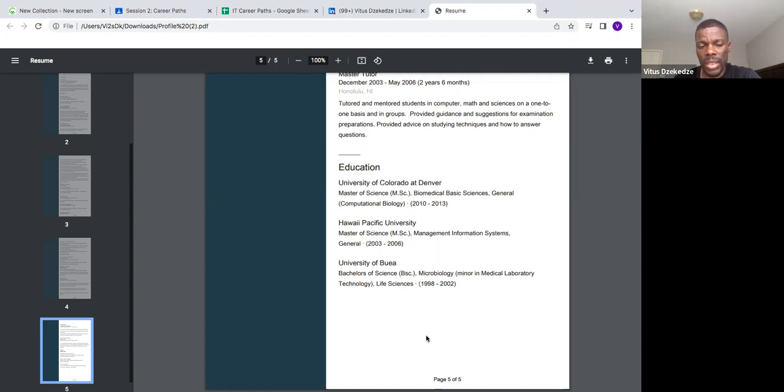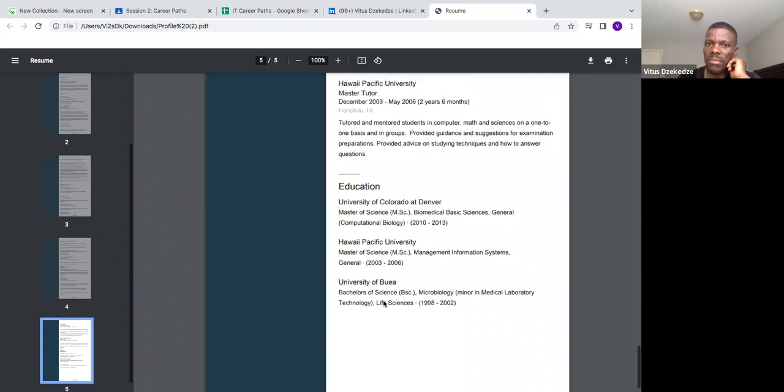A curriculum vitae is more detailed, something that's going to expand. For instance, when I was at University of Colorado, Denver, what were some of the courses I took? What was my thesis topic? And so on and so forth. Those are the kind of things that you go in depth. At the University of Boya, what were some of the roles that I had? And so on and so forth. So that's going to make it more detailed.